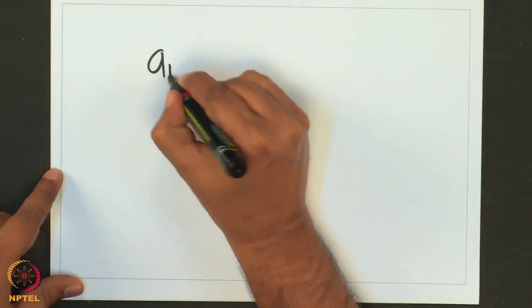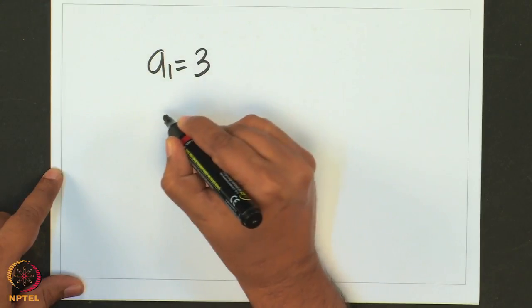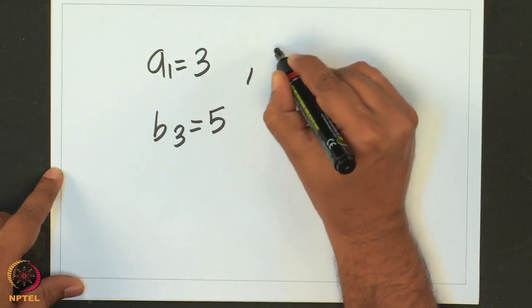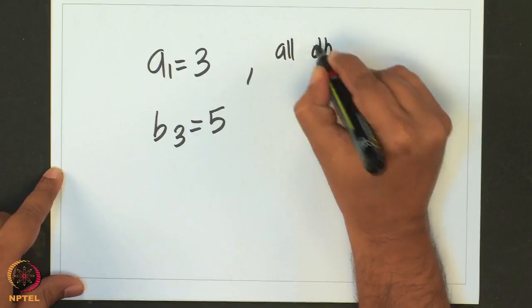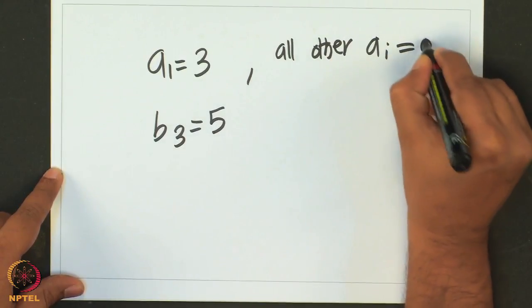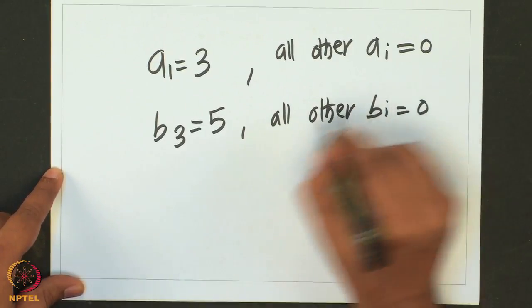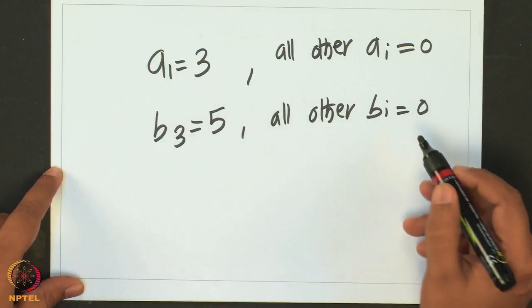If you look at this series here, let us assume that we have only two numbers besides the constant and all other numbers are 0. Let us assume I know a1 is equal to 3 and b3 is equal to 5. All other a's are 0. All other b's are 0. So other than a1 and b3, all other coefficients are 0.